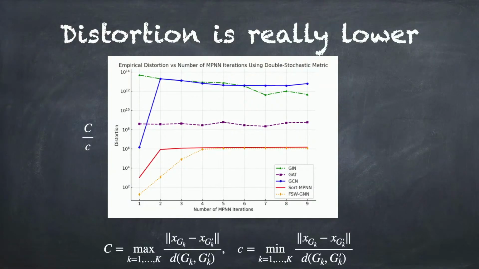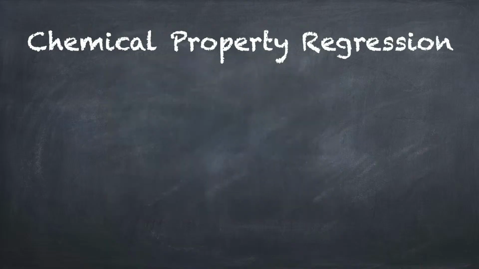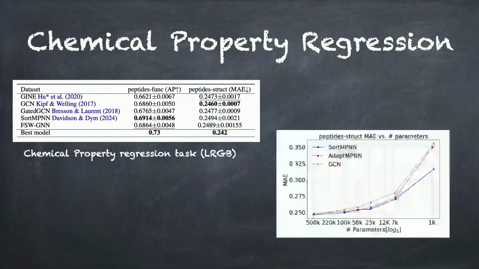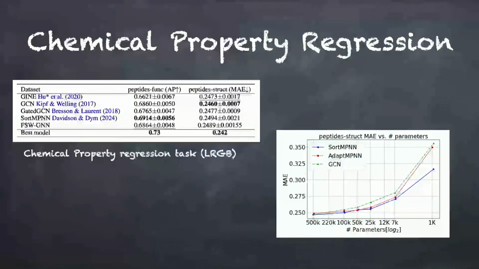Okay, this is maybe a chemical property regression task. So here again, sometimes we win a little, sometimes we lose a little bit, but we also have this phenomenon that as you decrease the number of parameters, so here as you go right, you're decreasing from 500K to 1K, the performance of sort MPNN improves.